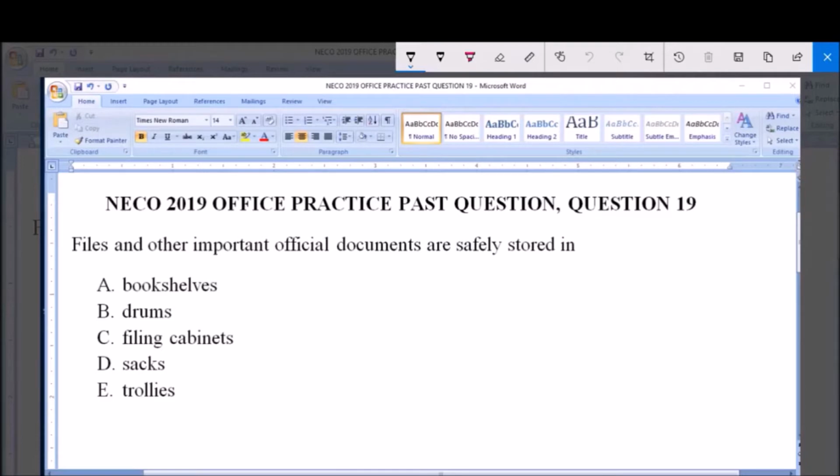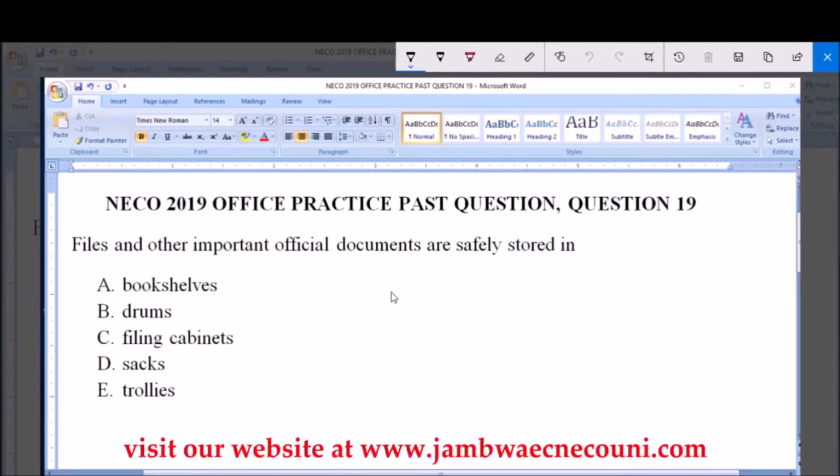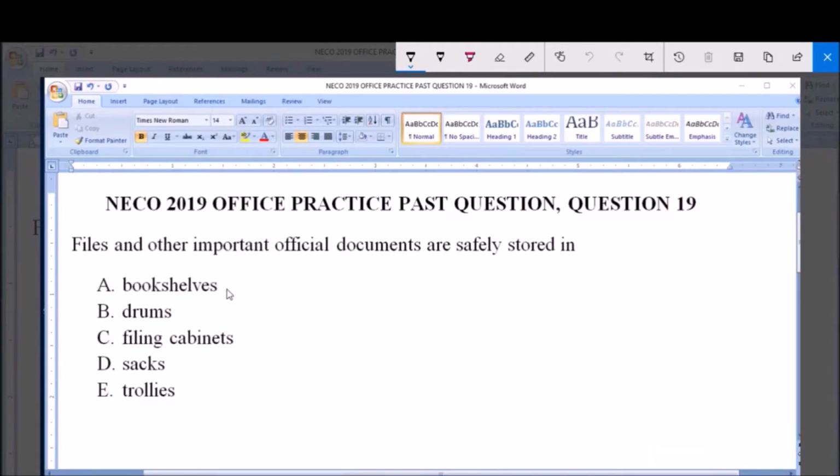Today I'm going to be answering Neco 2019 Office Practice Past Question, question 19. Files and other important official documents are safely stored in: A. Bookshelves, B. Drums, C. Filing cabinets, D. Sacks, and E. Trolleys. Now we're asked to find the place where files and other important official documents are saved in the office. Now bookshelves, this is a place where books are kept. Important books are kept in the bookshelves, but are not stored there. They're just kept there, maybe for use, but are not stored.